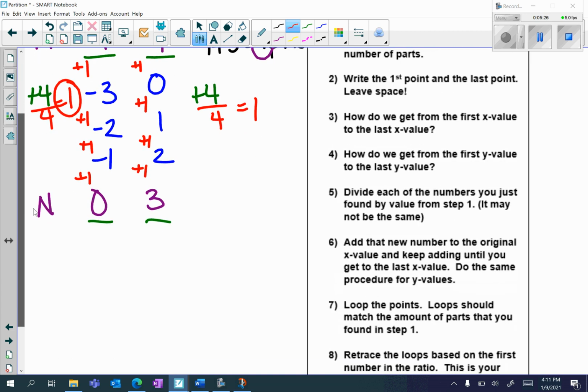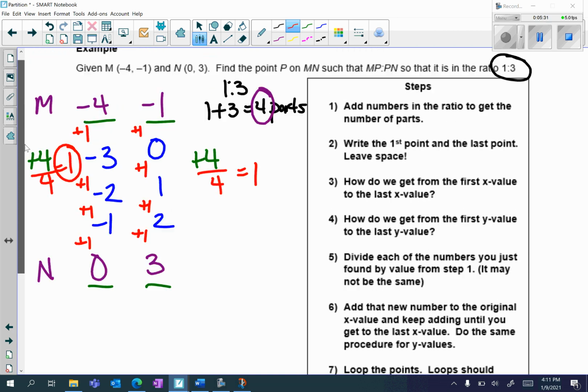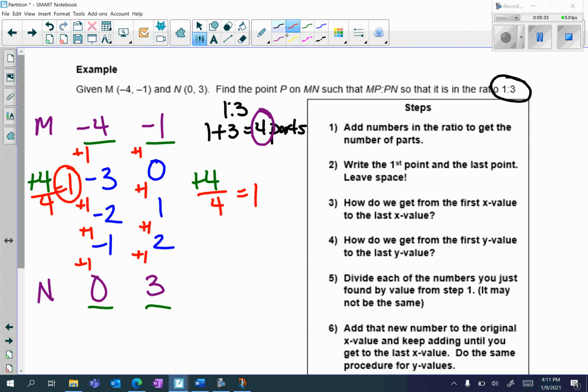Step 7, loop the points. Loop should match the amount of parts that you found in step 1. So I'm going to loop. So let's see. -4 to -3 is one loop. -3 to -2 is another loop. -2 to -1 is another loop. And -1 to 0 is another loop.